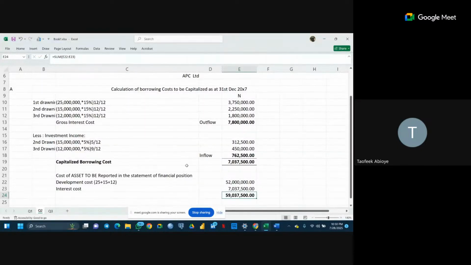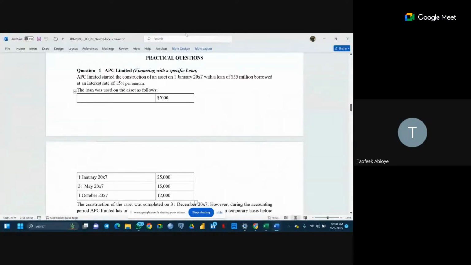The agreement on the question is that, let me open the question. I think that will explain better. See it here, 15% per annum. The agreed interest is per annum. Irrespective of when you use the money, that is the company's business. The borrower is less concerned with that. I've borrowed you 55 million and we have agreed on a 15% interest rate per annum.